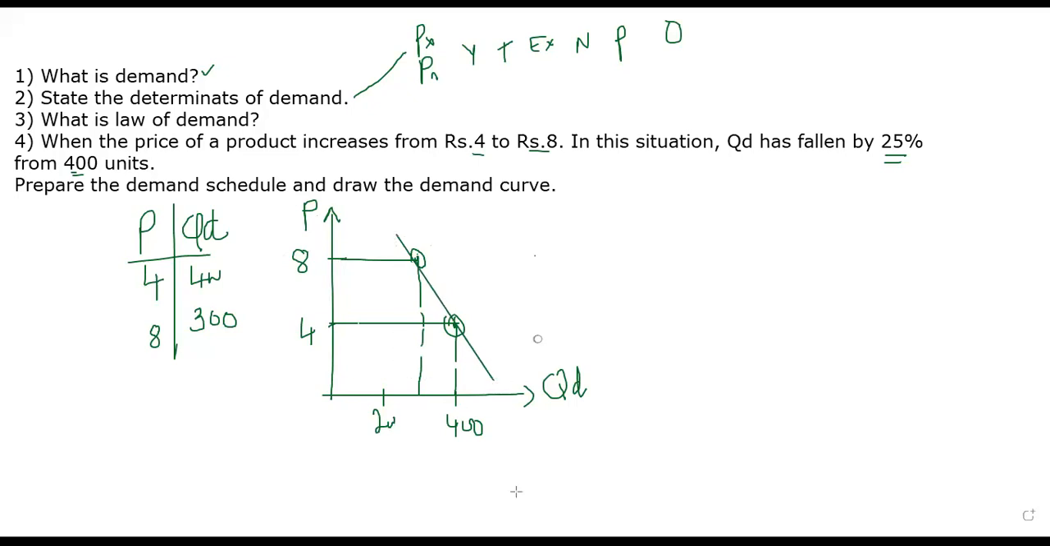So the demand curve is a straight line which is downward sloping. So why is it downward sloping? Why is a demand curve drawn downward sloping? Because of the law of demand, which is supported by some reasons. Okay. Anybody having doubts in this demand curve?